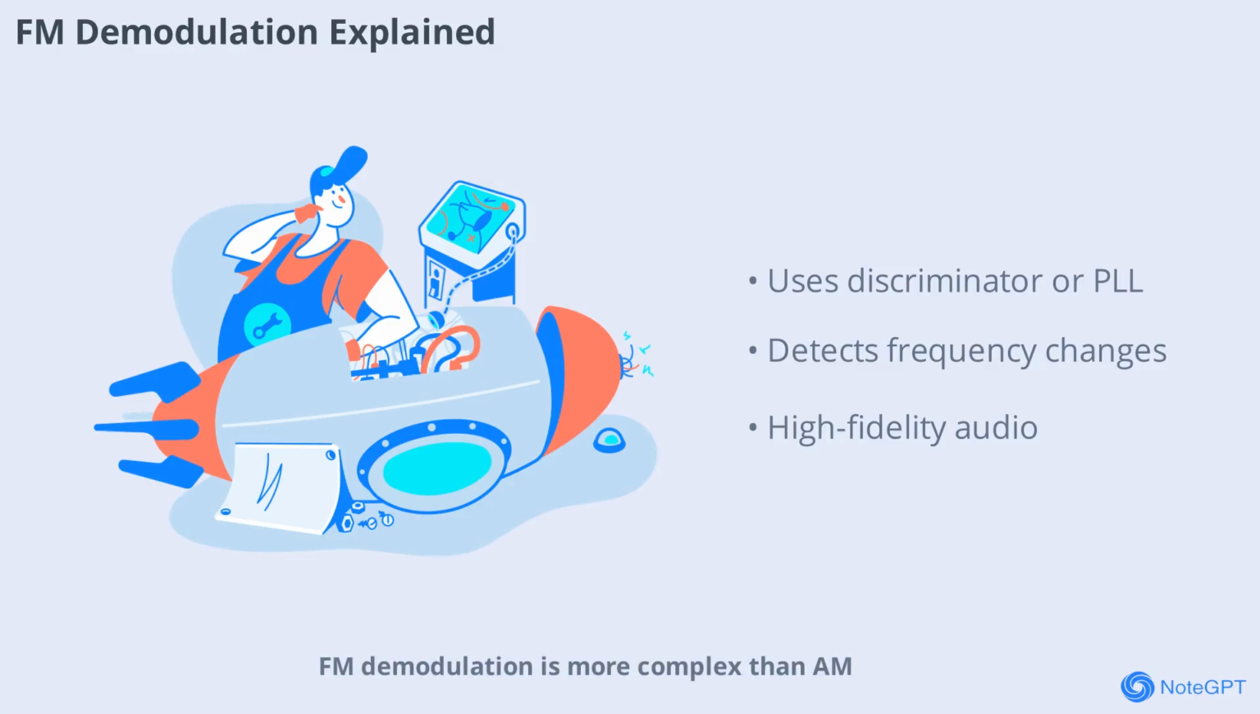FM demodulation is more complex than AM. Common methods include the use of a discriminator or phase-locked loop (PLL). These circuits detect changes in frequency rather than amplitude, allowing for high-fidelity audio with excellent noise rejection.